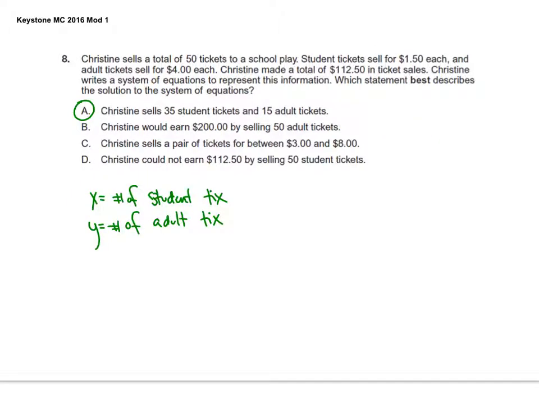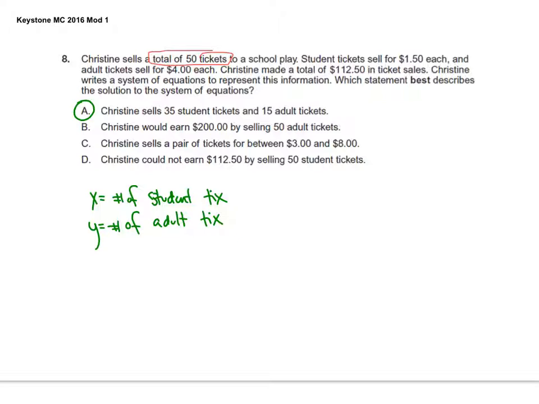For this problem, they're describing a system to you without giving you the system. And they don't necessarily ask you to come up with a solution. You can. But if you stop and think about what's going on here, we know that Christine sells a total of 50 tickets to the school play.